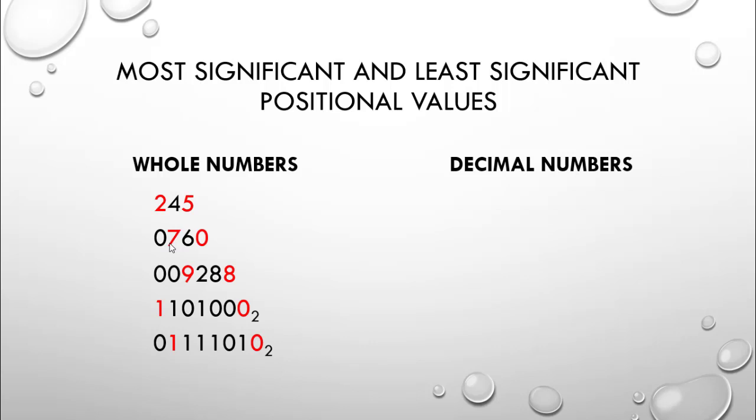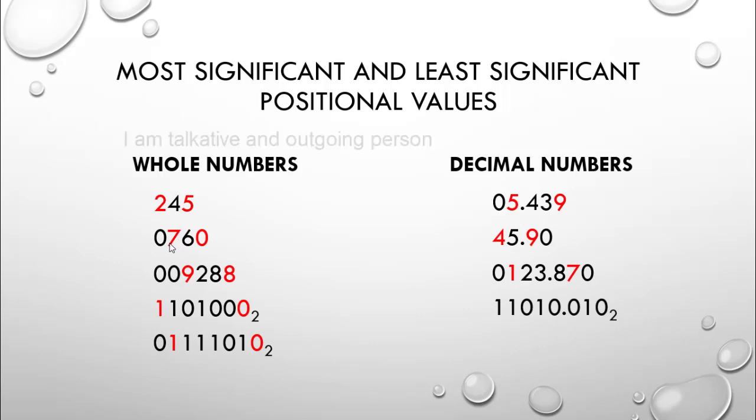Now let's look at some decimal values. 05.439. Here I'm going to look at the zero law on both sides. So if I see a 0, I'm not going to take it on either side. So 5 and 9 should be the answer. Here 4 and 9 should be the answer. Here 1 and 7. Here 1 and 1. Here again 1 and 1. So in decimal it's pretty easy because we are not going to take any zeros.